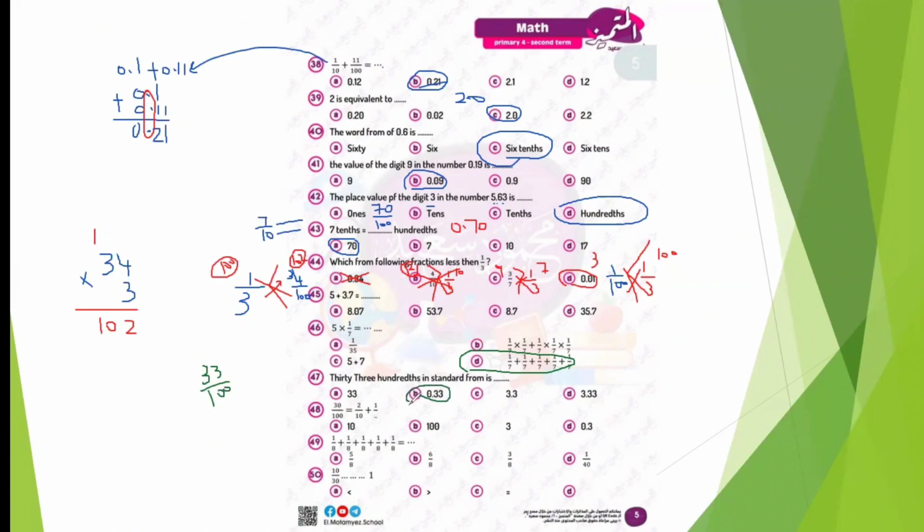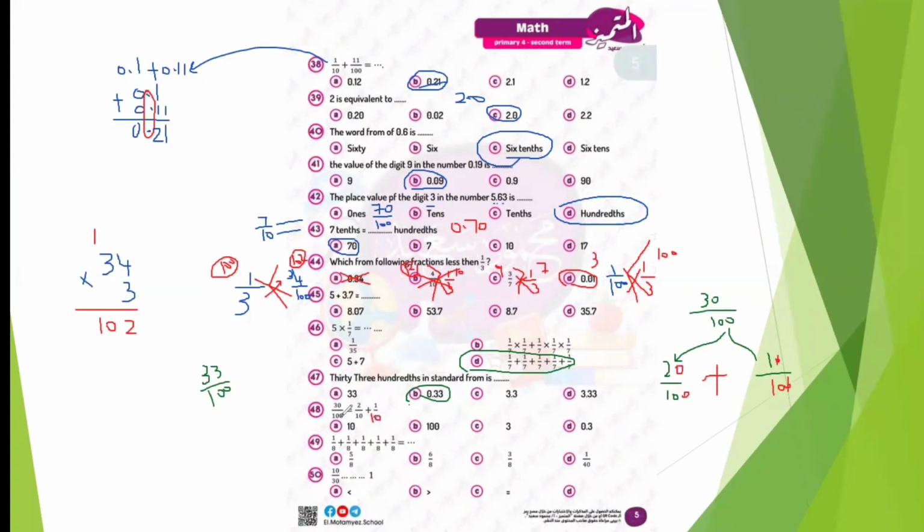48. 30 out of 100 equals 2 out of 10 plus 1 out of what? We separate 30 out of 100, 2 out of 10 plus 1 out of what? Can I change the denominator to be 100? Yes, I can multiply up and down by 10 to be 20 out of 100 equals 2 out of 10. If I add 20 out of 100 plus 10 out of 100 equals 30. But here he wants 1 out of what? So I can divide again by 10 to be 1 out of 10.